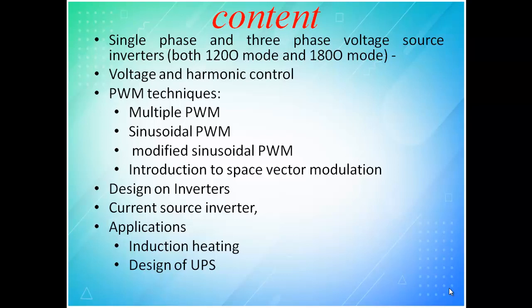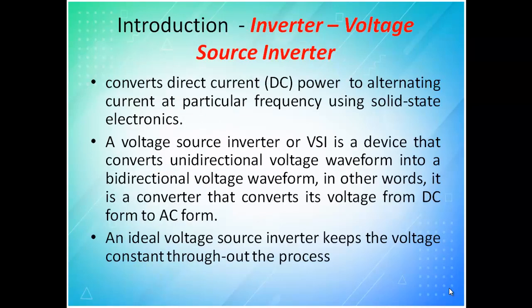Then comes the current source inverter. Till now it was voltage source inverter, then current source inverter. Then we will see applications: induction heating and design of UPS. So what is an inverter? An inverter converts direct current power to alternating current at a particular frequency using solid state electronics. This solid state electronics is nothing but your switches, power semiconductor switches.